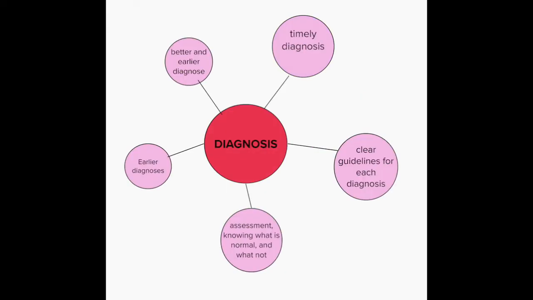And then finally, the last area of needs that we are zooming in on is the needs around diagnosis. So that's also linked more probably to specific groups of bleeding disorders, but could also apply to everybody. So timely diagnosis, clear guidelines for each diagnosis, as well as what to do and what are the steps to take once you're diagnosed. Assessment, knowing what is normal and what is not, as there is not always a definition of what is normal. So there's not enough awareness of one's own bleeding disorder in that sense. And then also two mentions of earlier and better diagnosis.